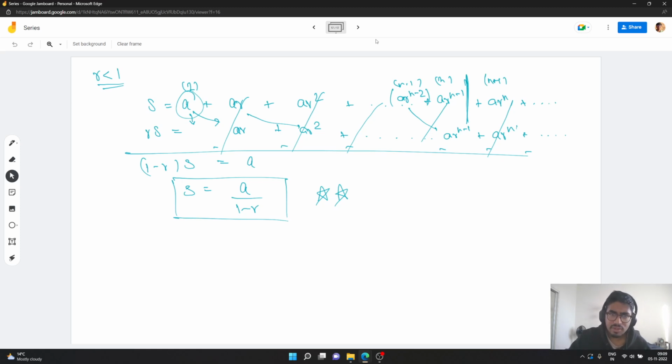So now we come back to slide 17. Also, you can open the Jamboard link to the side. It will help you. Okay. So A is 1 in our case and R is half. In that case, S is equal to 1 by 1 minus half, right? So what you get is 1 by 1 by 2, which is equal to 2. So this is what it's telling us: the sum is 2.